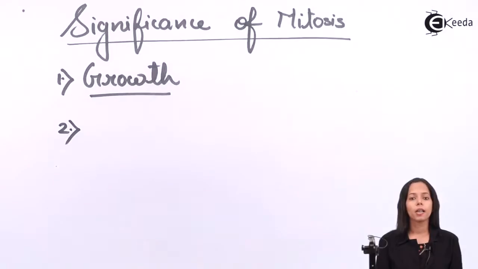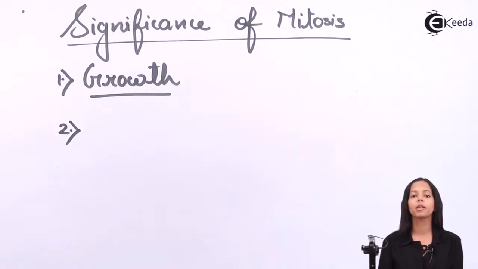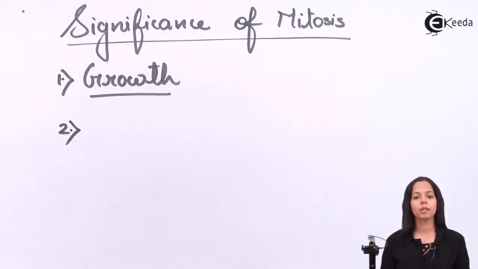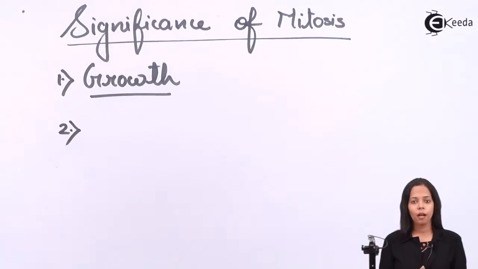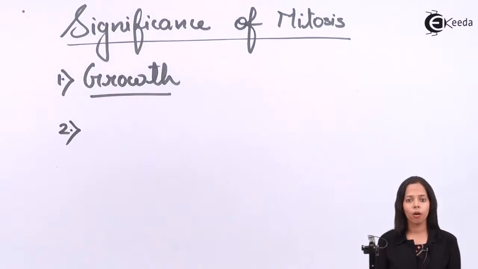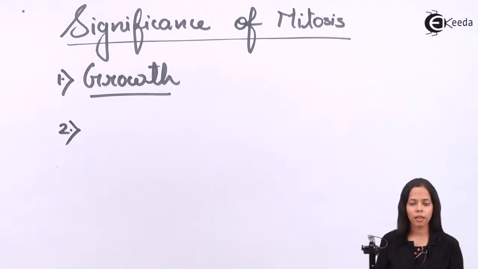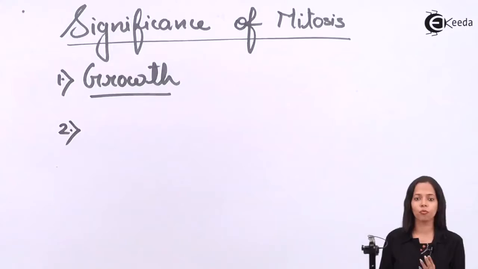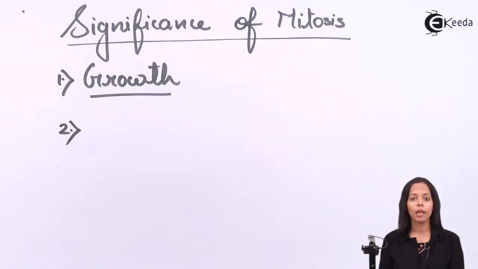Next is repair. The second significance or importance of mitosis is repair, or we can say healing. How does mitosis help in repair and healing? When you were playing or whenever you got a wound or got bruised, at that time you had a scratch mark, and that scratch mark doesn't remain throughout your life. After some time, what happens to the wounds or bruises of your body? It gets cured.